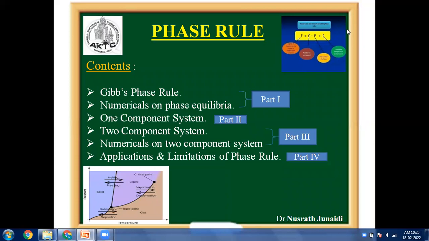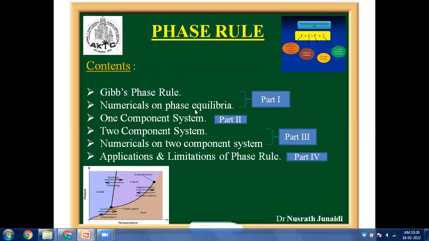Now, in this phase rule, as I told you, it is related to thermodynamics because this phase rule was given by a famous scientist, Gibbs. Okay. So it is the Gibbs phase rule. Based on this Gibbs phase rule statement, we are going to do the further topics.